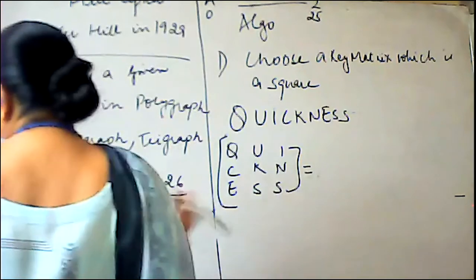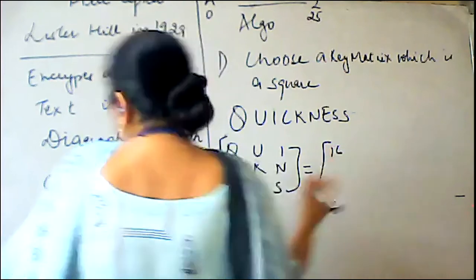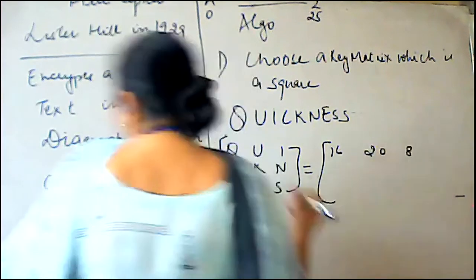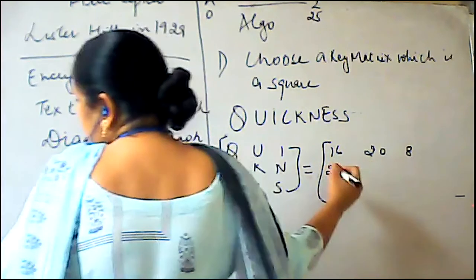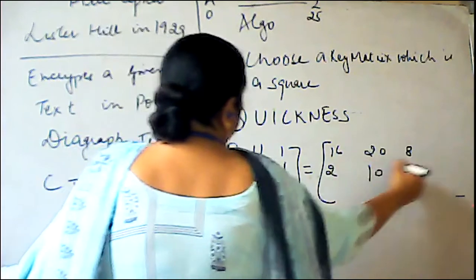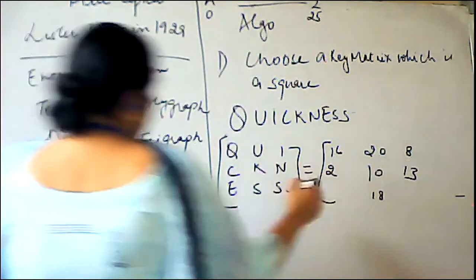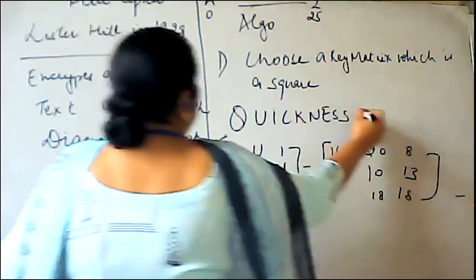Put the values of A as 0, something like that. So Q comes at 16th position, U 20, and I at 8. Then C 2, K 10, and N 13. S is 18, and this is 4. So this is the key of 3 by 3.